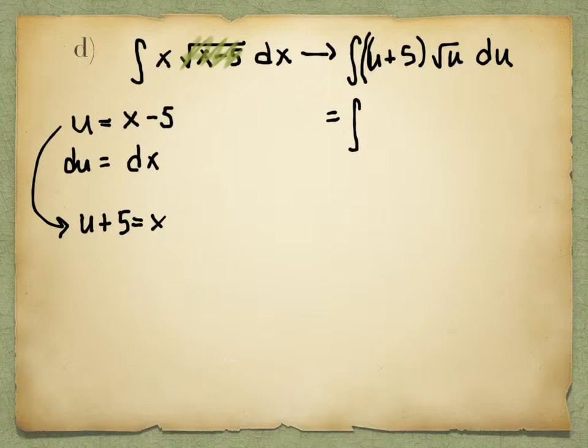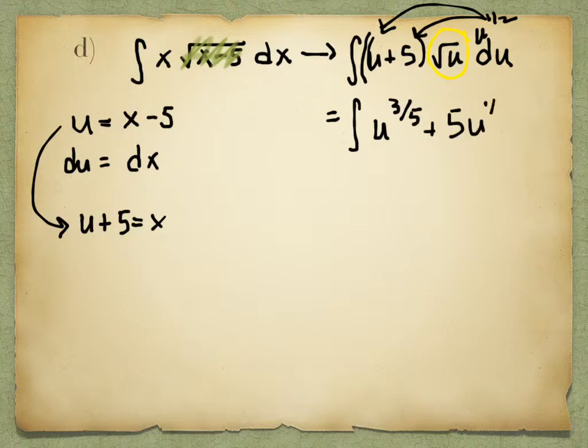And then if I think about this square root of U right here as U to the 1/2, then when I distribute, I can combine the U and the U to the 1/2 to be U to the what power? 3 halves. Plus 5U to the 1/2 du. Is that okay? Everybody sees where the pieces came from.